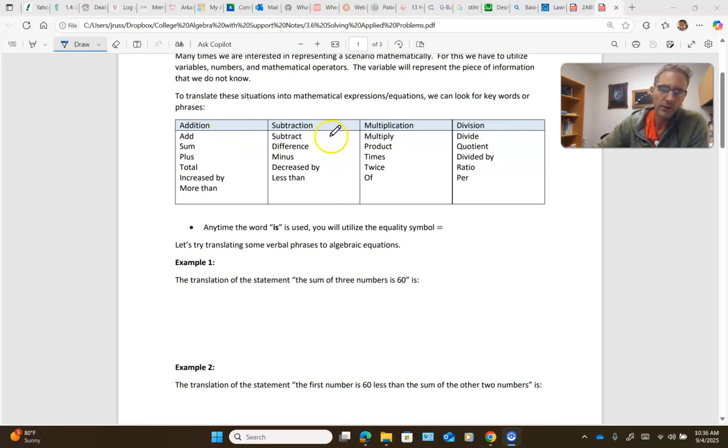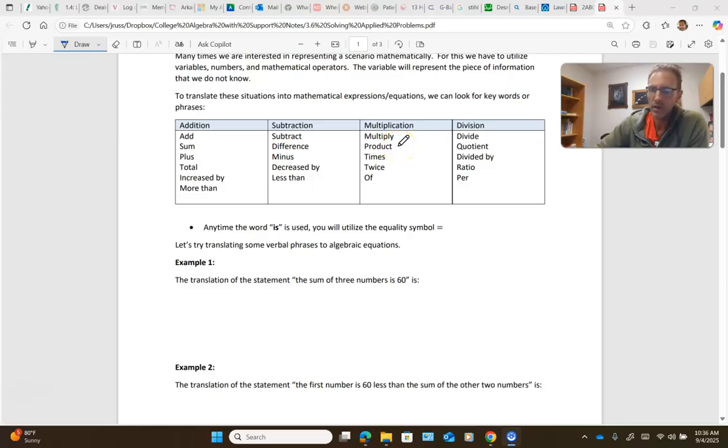And then words or phrases that will connote subtraction are going to be subtract, obviously. The difference, so for example, if I say, what's the difference between 40 and 30? That means you're subtracting 30 from 40. And the difference would be 10. Minus, decreased by, if something is decreased by something else. Less than, of course.